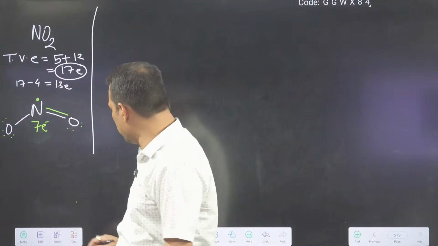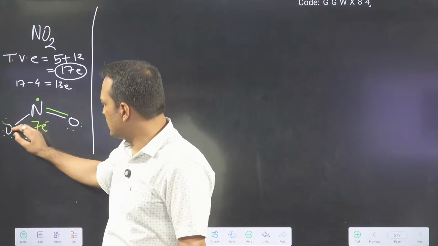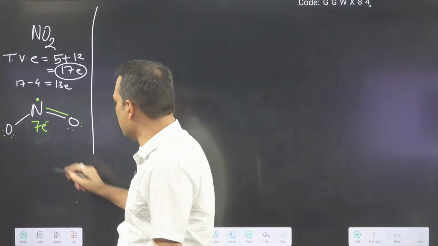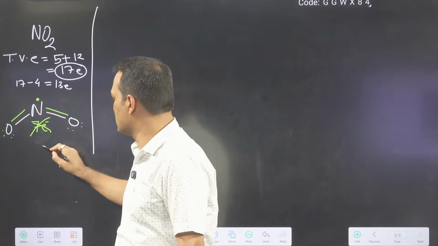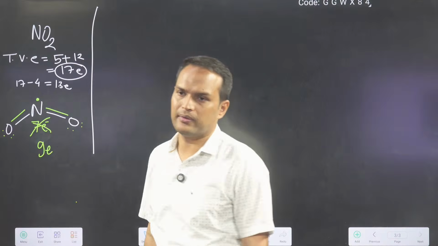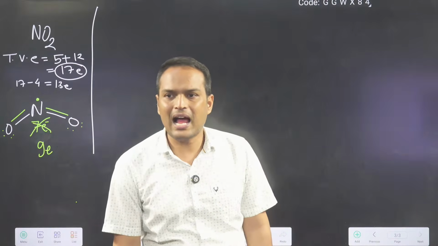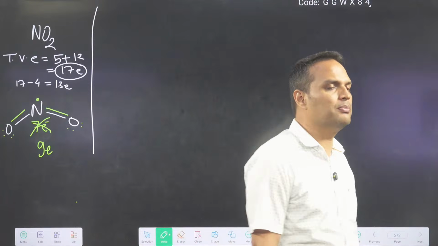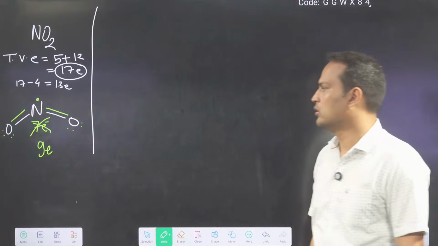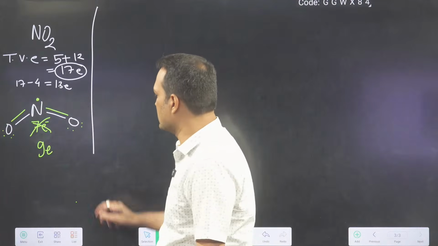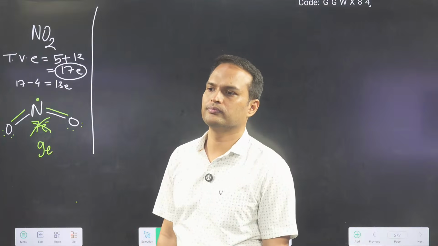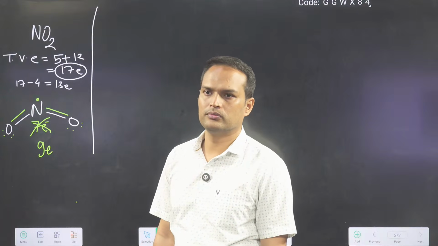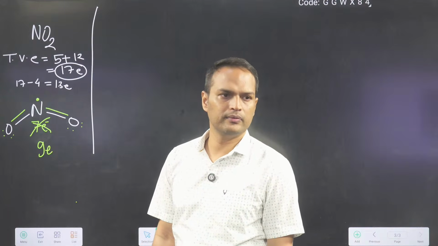So again some people will try, sir, I can complete. This electron I will remove and I will make a pi bond here. Now when you do like this, 9 electrons will be there. Is 9 electron possible for NO2? Is 9 electron possible for NO2? No. Not possible.